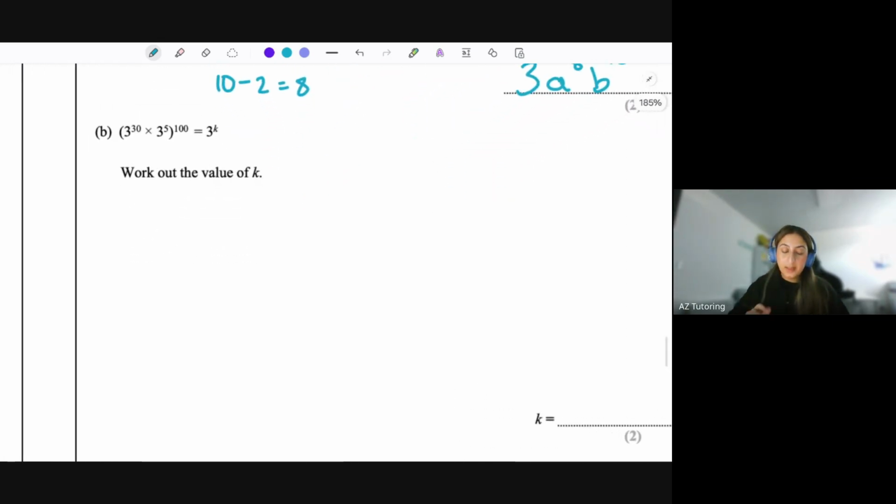This question says 3 to the power of 30 times 3 to the power of 5 in brackets, the power of 100 equals 3 to the power of k. We need to find the value of k. So here again, BIDMAS comes into play.